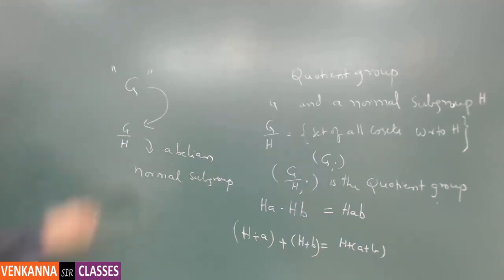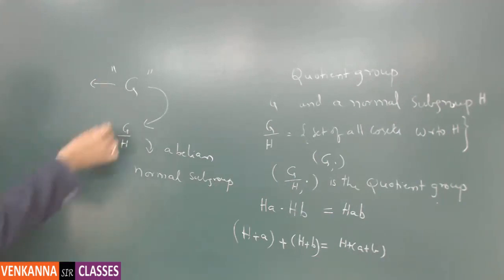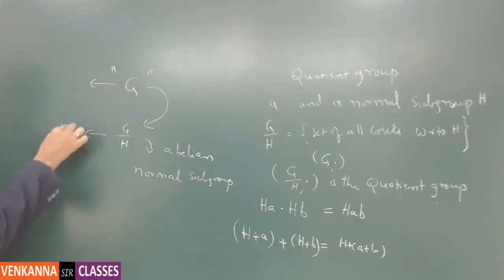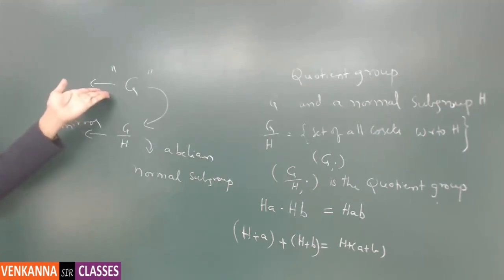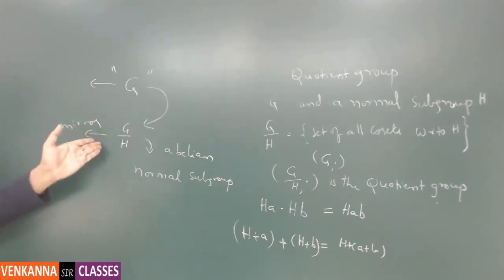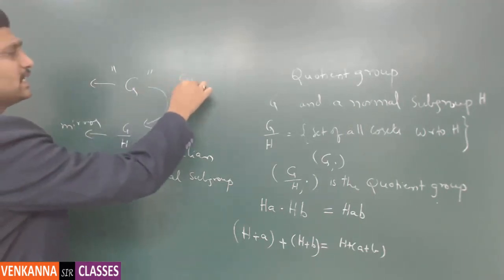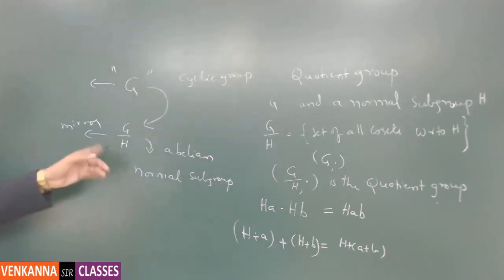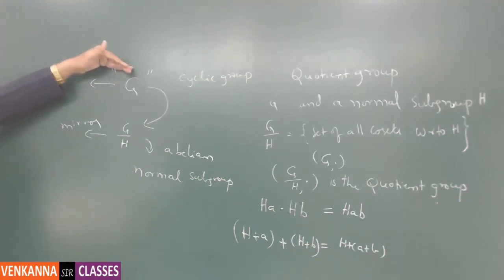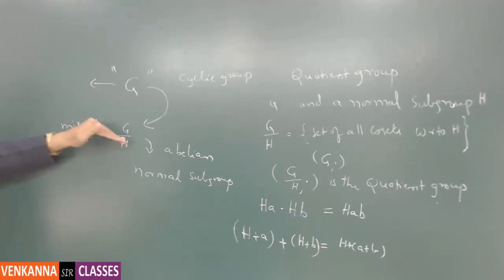You can say that if G is the original, G by H is its mirror image. It acts as a mirror for G. For the majority of the time, the properties satisfied by G will be satisfied by G by H. So if G is a cyclic group, which we will discuss later, G by H is also a cyclic group. So the properties satisfied by G generally will be applicable to G by H also.